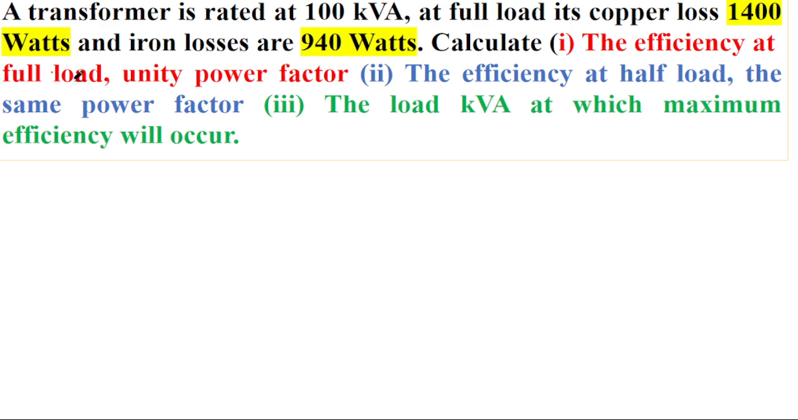In this question, the transformer rating is given. A transformer is rated at 100 kVA. At full load, its copper loss is 1400 watts, and the iron loss is 940 watts. You are asked to compute the efficiency at full load and unity power factor, the efficiency at half load and the same unity power factor, and the load kVA at which the maximum efficiency will occur.